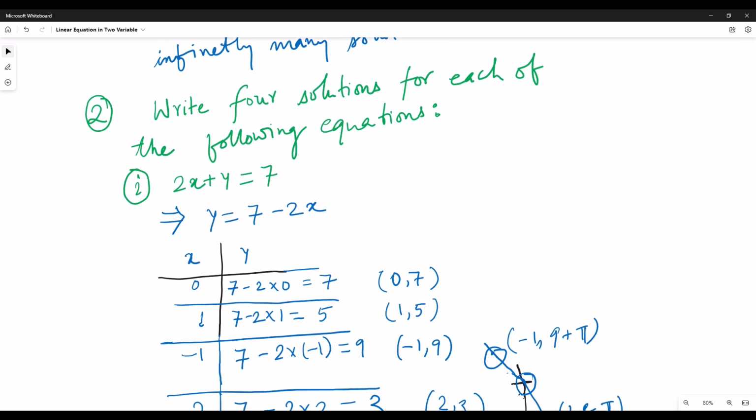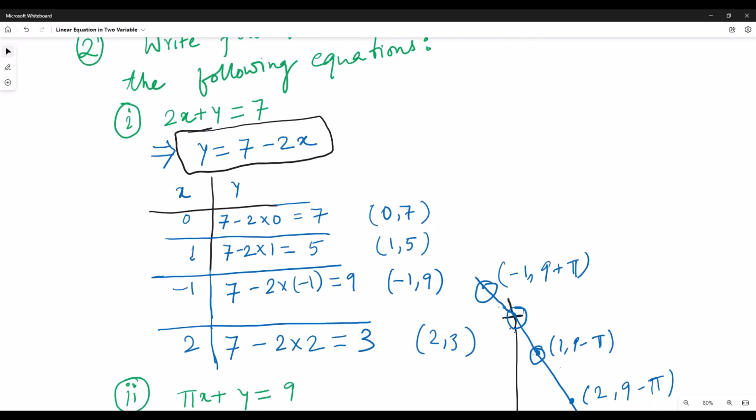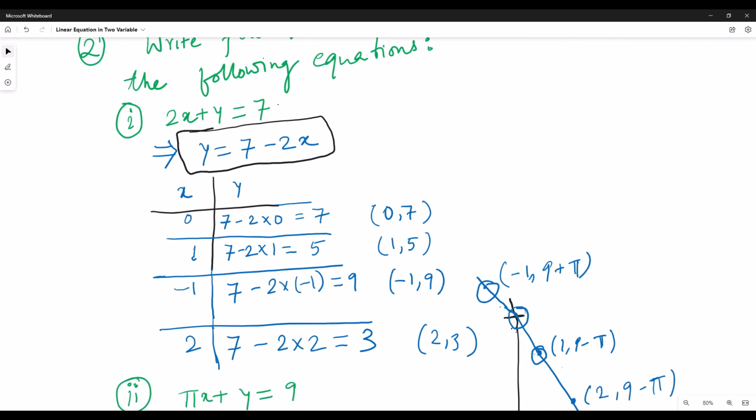An easier way is to write this equation in this form: y equals 7 minus 2x. This is the same equation written in another form. We have taken 2x to the right-hand side, that is, subtracted 2x from both sides. So on the left-hand side it has become 0, and on the right-hand side it is 7 minus 2x.